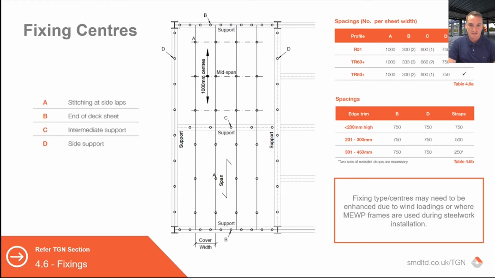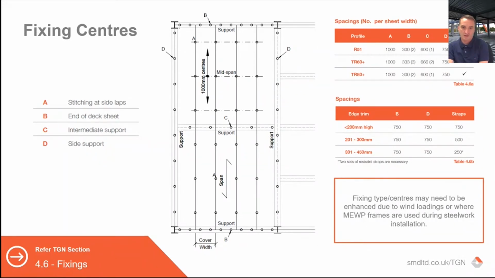From a point of fixing centres, fixing centres are similar for all support types. These are our standard recommendations. I'm not going to go through all the numbers, but they're typically increments of near 300 millimeters at the ends of a sheet, so on supports at each end, or every other trough, or 600-ish centres over intermediate supports. That is our standard recommendation.